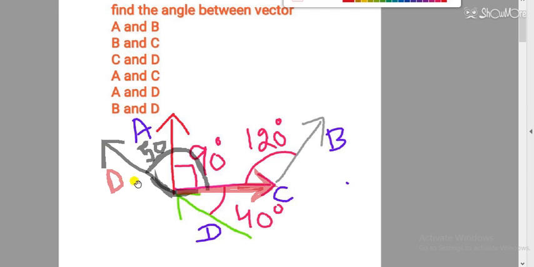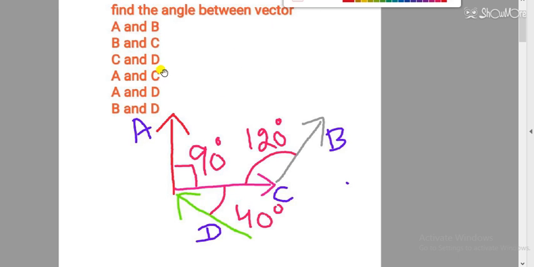So the angle between vector C and D is 90 plus 50, so this answer will be 140. The answer for the angle between C and D is 140 degrees. You can note it down. The angle between A and C will be 90 degrees, as given. The angle between A and D is 50 degrees, which we have calculated in this way.